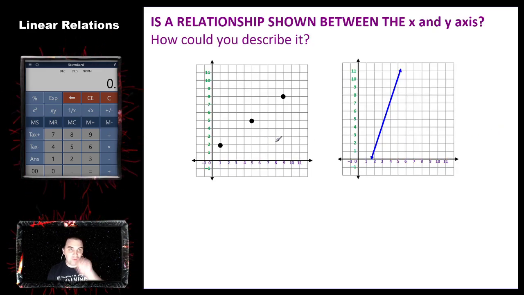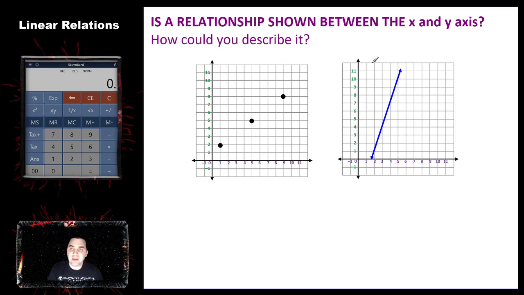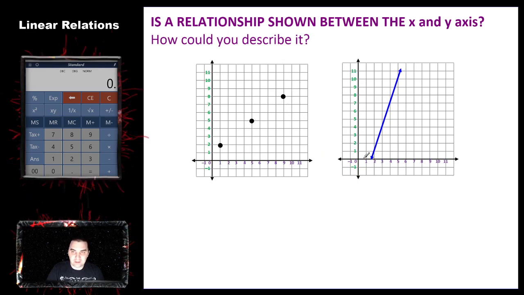Okay, first off, the kind of questions you're going to have to ask yourself and be able to describe are whether there are relationships shown between an x and y axis graph. So here you see one on the left, it has just dots. And this one has a straight line going in both directions, and it's got an upward slope. So we can see that there are some relationships between these things.